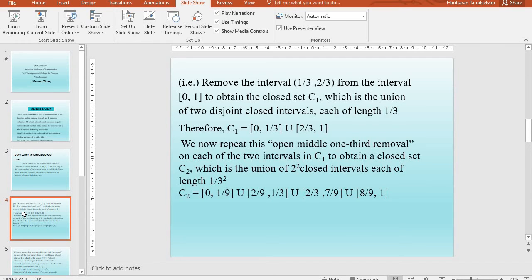Similarly, you divide the closed interval [2/3, 1] as the closed interval [2/3, 7/9], the open interval (7/9, 8/9), and the closed interval [8/9, 1]. You remove the middle open interval (7/9, 8/9). Then we obtain the closed set C2, which is the union of 4 closed intervals, each of length 1/9. That is, C2 is written as the union of these 4 closed intervals.